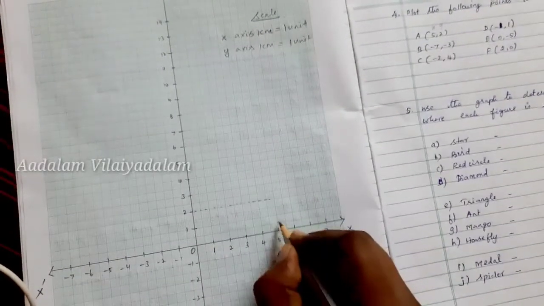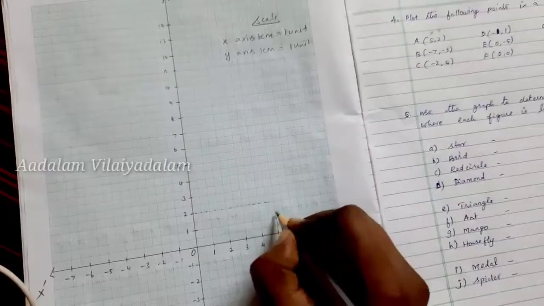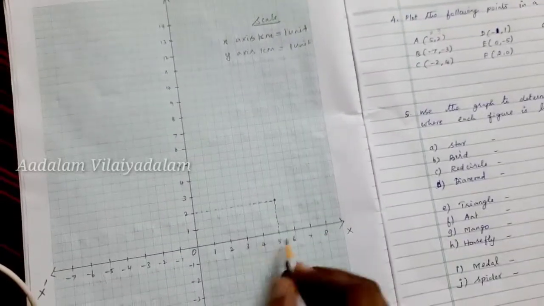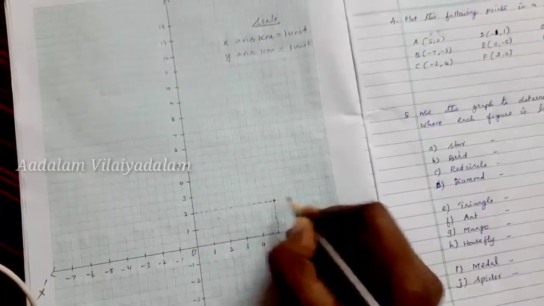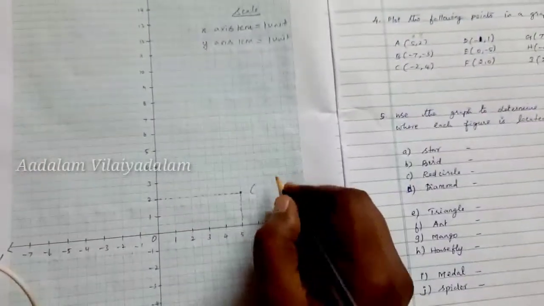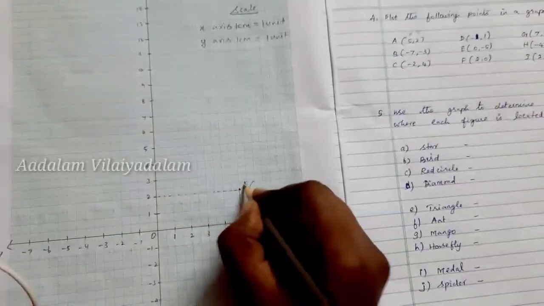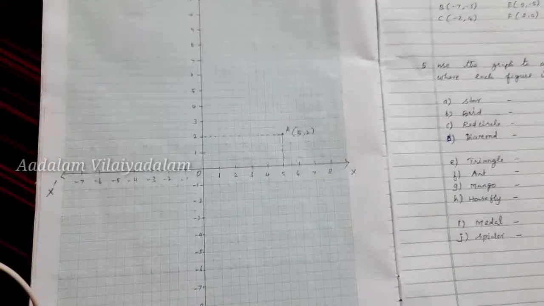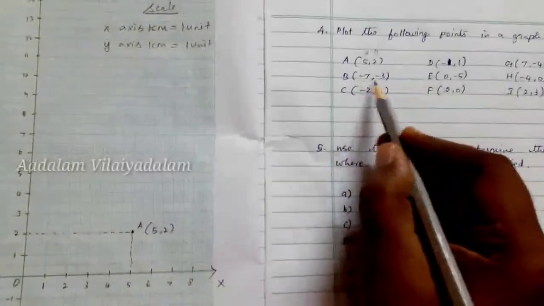For the 5, move to the 2 units. Now the dotted line between 5 and 2 is called required and precise point for this value A, 5, 2. Same way for the B value, -7, -3.